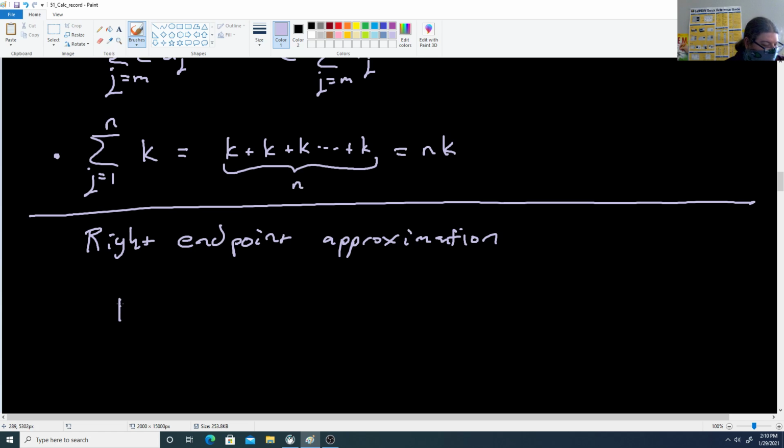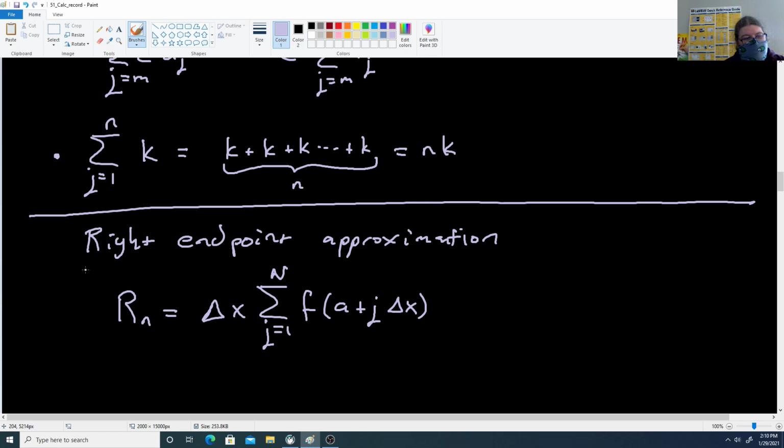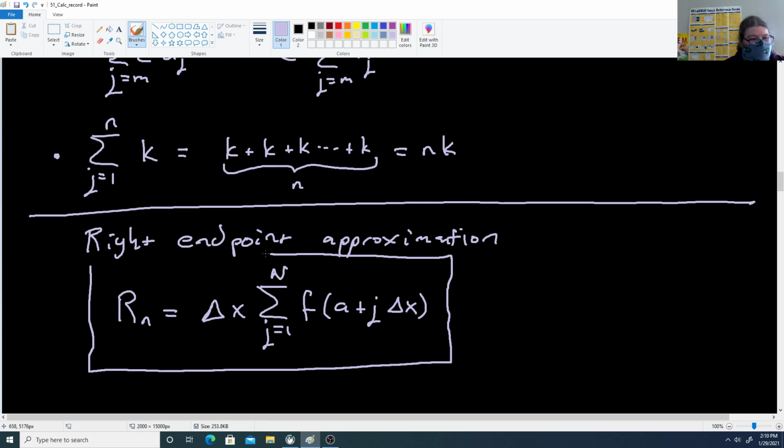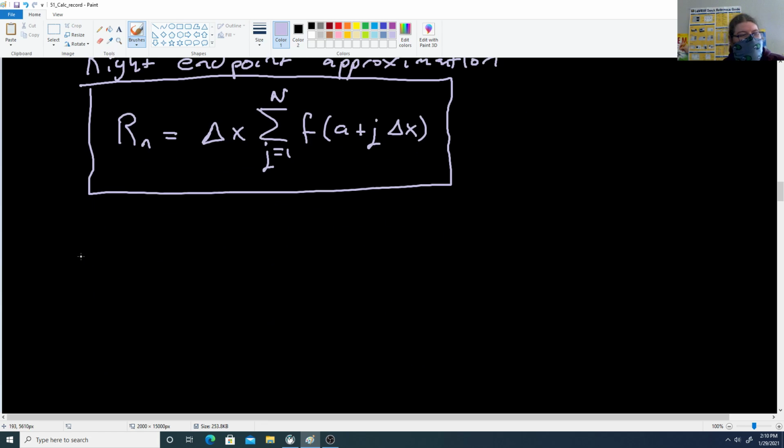Which is going to be, we'll use Rn to represent the right endpoint approximation. This will be delta x sum of j equals 1 up to n f of a plus j delta x. So here's our formula for right endpoint approximation. We're going to put a formula down for left endpoint approximation and then one for midpoint approximation.